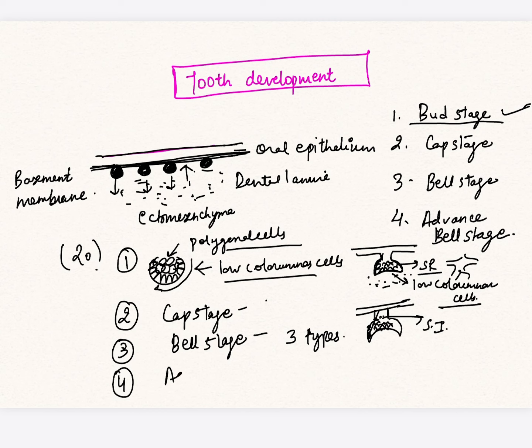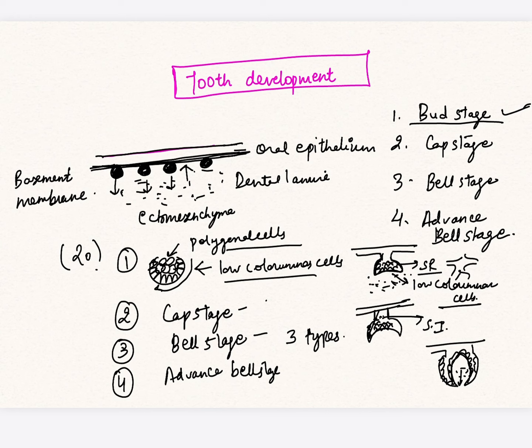Fourth stage is known as advanced bell stage. In advanced bell stage the tooth is completely formed and here the enamel deposition occurs and the dental papilla has converted into dentine and pulp and the tooth is completely formed. So these were the different stages of tooth development.